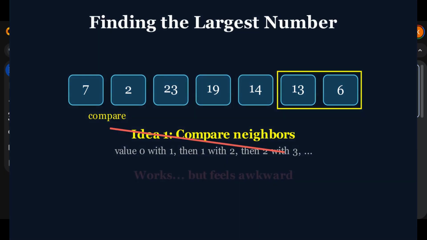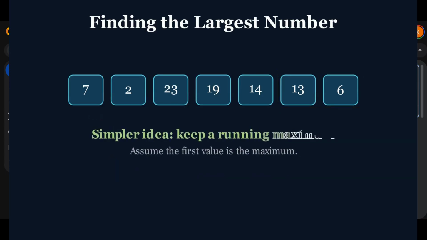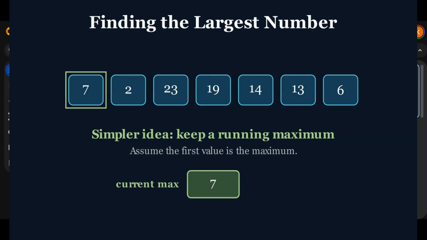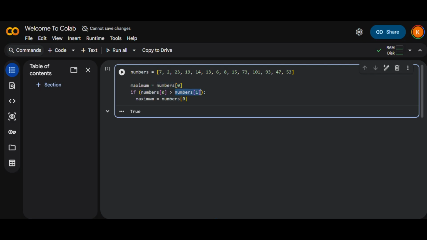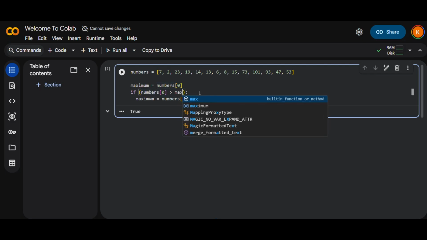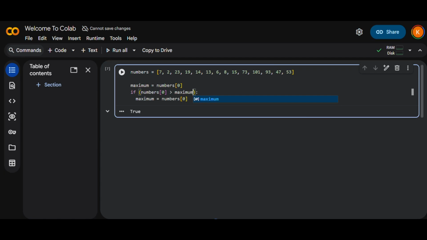Yes. Instead of comparing neighboring items, we can compare each number with our current maximum. That is much cleaner. Now we don't need to think about pairs like 0 and 1 or 1 and 2. We just say, for every number in the list, compare it with the current maximum. If the new number is bigger, replace the maximum. That's it. So now the logic becomes much simpler.